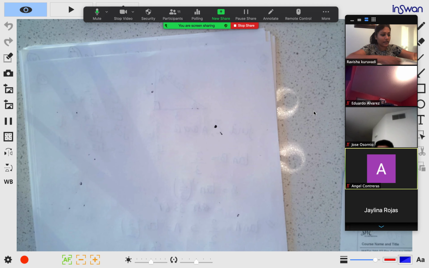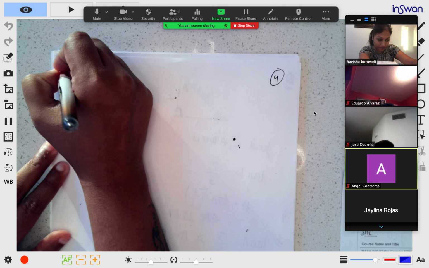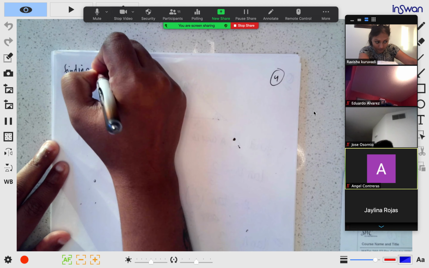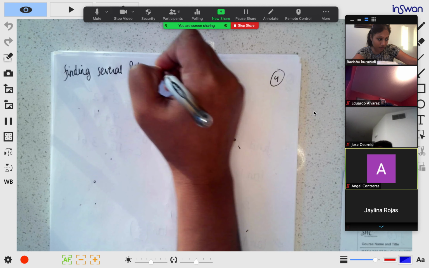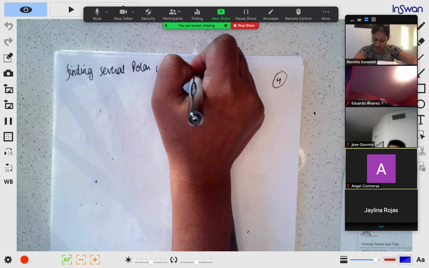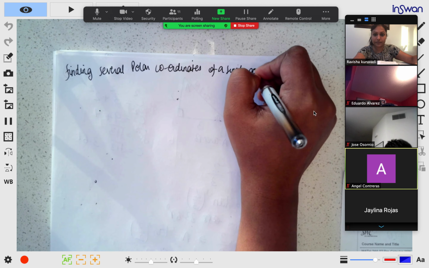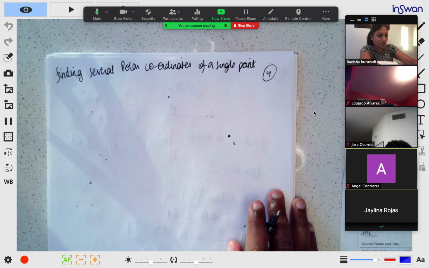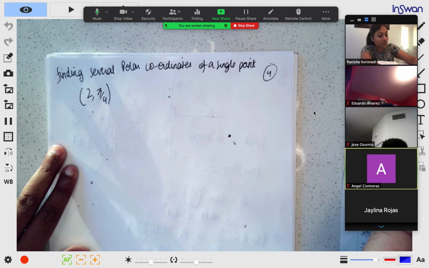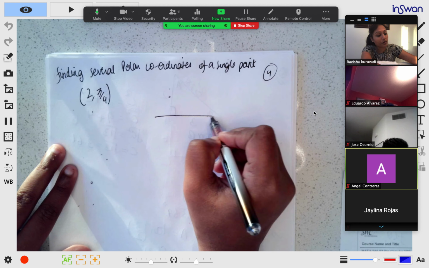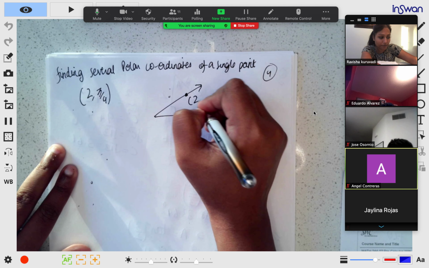So next thing, one thing you should know about this is finding several polar coordinates of a single point. So suppose the point is given to me as 2, pi by 4. Technically if I have to graph this 2, pi by 4, this is my polar axis. Pi by 4 is here. I go 2 units here. So this becomes 2, pi by 4.